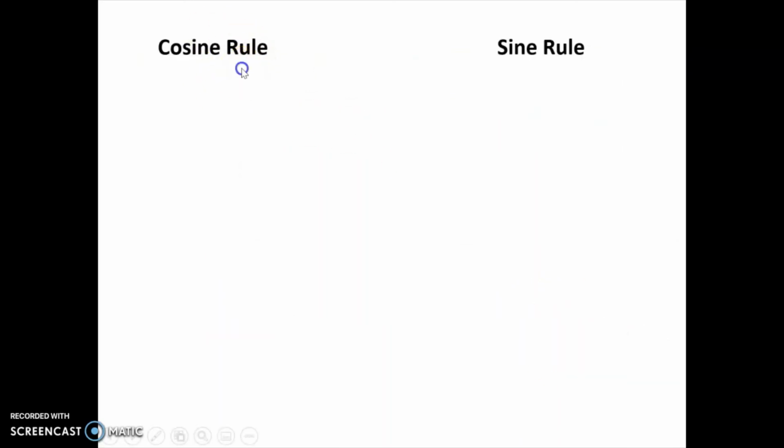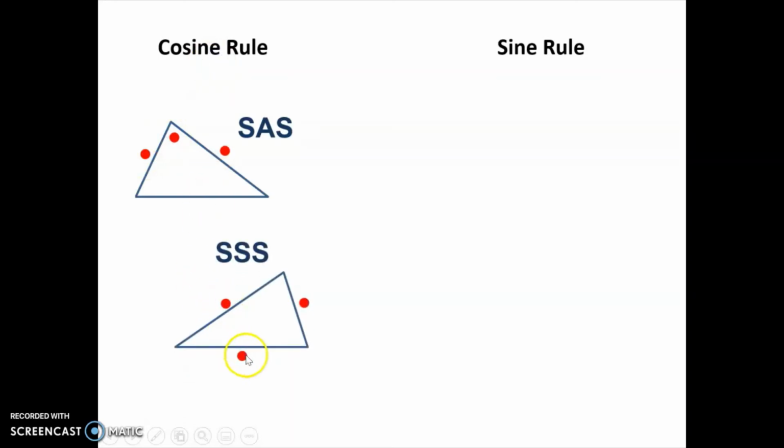You can use a cosine rule when you know this about a triangle. When you know a side, another side, and the angle in between those two sides. This is called an SAS situation. So if you know side, angle, side, you can use cosine rule. Or if you know three sides, 1, 2, 3, side, side, side.